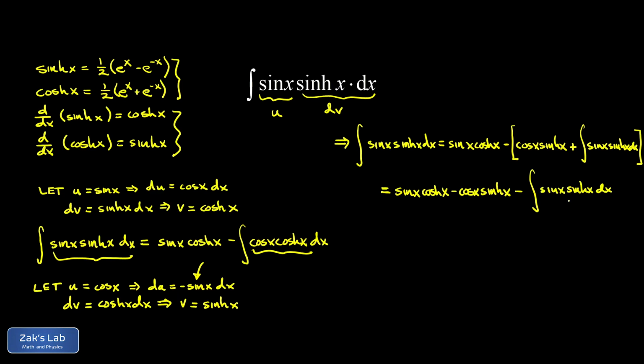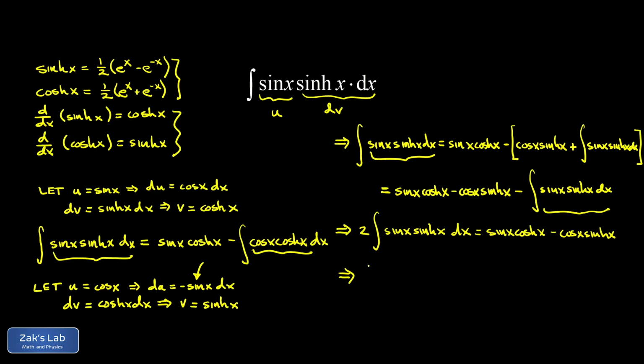What I notice is that on the right-hand side, I have the negative of the original integral that we started with. We're trying to compute the integral of sin x sinh x, and here's another copy of it over here with a minus sign in front of it. So what I do is add that to both sides of the equation. The left side is the original integral, and the right side has a negative of the original integral, so let's add that to both sides. That leaves me with twice the original integral sitting on the left-hand side, and on the right-hand side, I have sin x cosh x minus cos x sinh x.